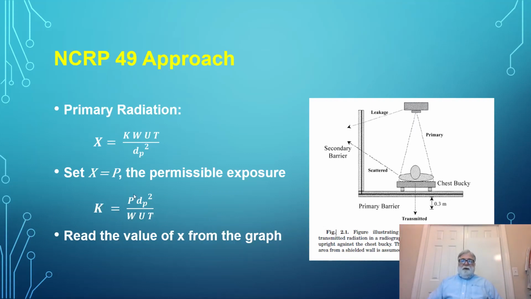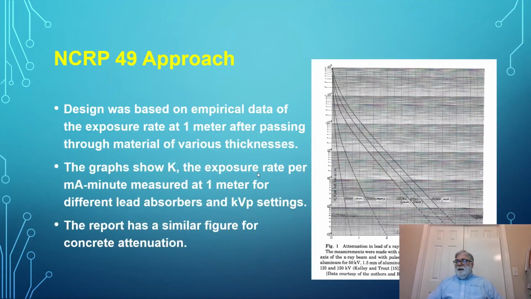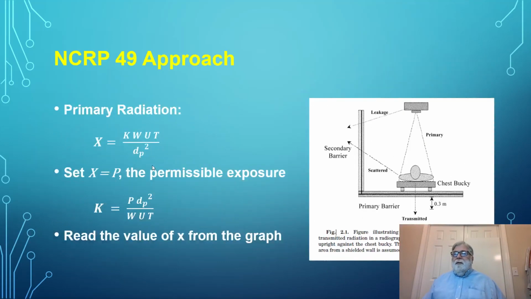So what we do is we calculate K. We take our P, our D squared, divide it by W, U, and T. We get some value. Then we go to our graph and we get the K. Let's say K is 10 to the minus 4, and we're operating with a 100 kV X-ray machine. I would find where it reaches 100 kV, go down, and say that's 2¼ millimeters of lead, and that would be the amount of shielding I would need for the primary beam. So that's how the old system worked.